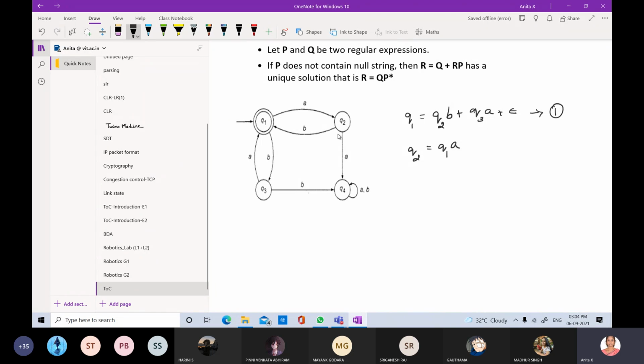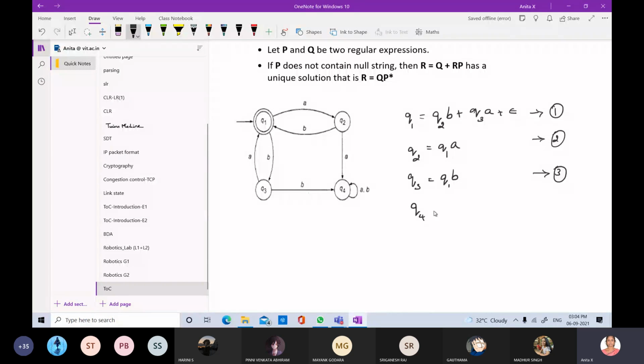So is there any incoming edge for Q1? No, right? So let me call this as true. Next is Q3. So what is Q3? Yes, for Q3, I'm getting an incoming edge from Q1, right? So Q1B, right? Q1B. So that's it, right? That's it. This is equation number 3.